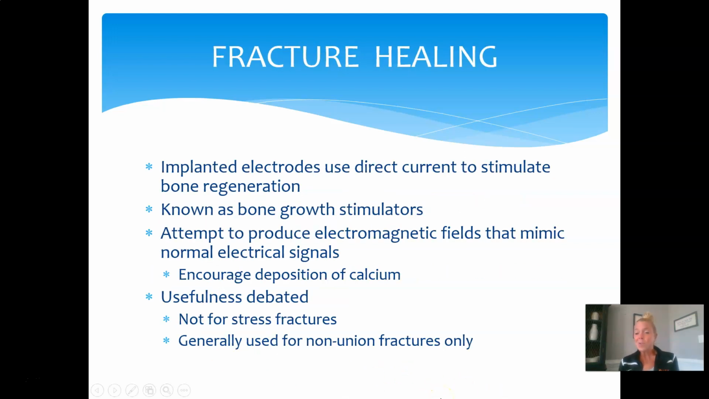All right, so not so much us, but doctors are looking into using E-stim for fracture healing, and they actually are using some E-stim for fracture healing. They would go in and surgically implant tiny little electrodes to stimulate bone growth or bone regeneration. They're known as bone growth stimulators. I have seen a couple of patients that have had bone growth stimulators. The idea is that these little implanted E-stim units are going to produce an electromagnetic field that's going to mimic normal electrical signals, which will hopefully help to lay down more calcium and help the bone to regrow.